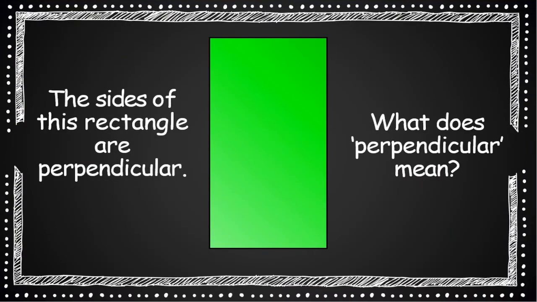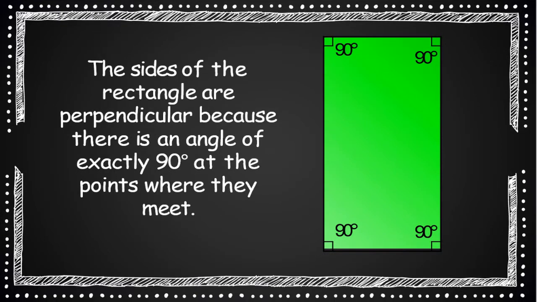Take a look at this shape here. This is a rectangle. The sides of this rectangle are perpendicular. What do I mean when I say that? Pause the video and write down an answer. So when we say the sides of the rectangle are perpendicular, that is because there is an angle of exactly 90 degrees at the point where they meet. You can see each corner has a set of perpendicular lines.